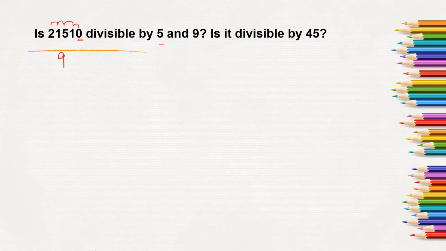So as we know, if the given number is divisible by both 5 and 9, it will also be divisible by their product, which is 5 into 9, right? So 5 into 9 is 45. 45 is the product of 5 and 9. So if the number is divisible by 5 and 9, the number will also be divisible by 45. So here we can say 21,510 is divisible by both 5 and 9, so it is divisible by 45 also.